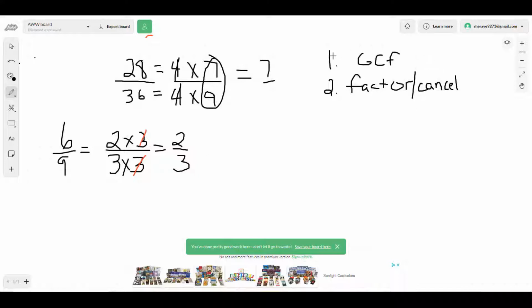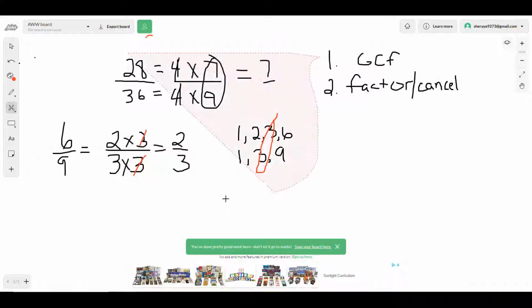Okay, now remember, GCF, find the greatest common factor, divide them both by it. Now if you did that for this, you would have written the factors for 6: 1, 2, 3, and 6. And then you would have written them for 9: 1, 3, and 9. Their greatest common factor is 3. You would have divided both of these by 3. 6 divided by 3 is 2. 3 divided by 3 is 3, 2/3. Okay?